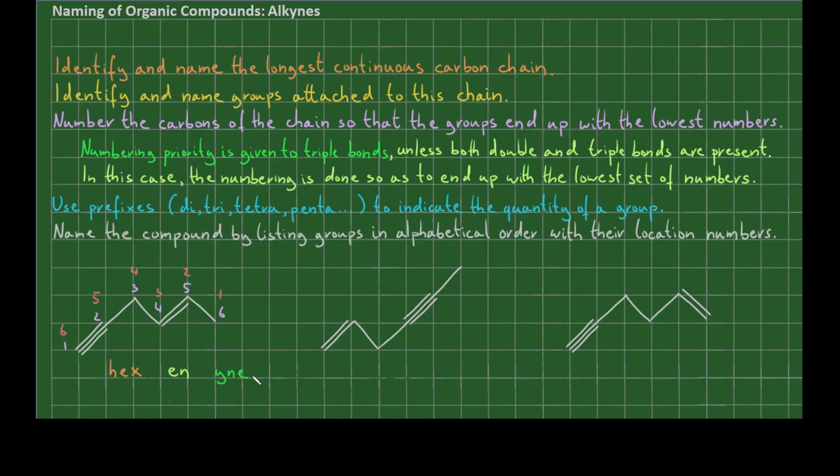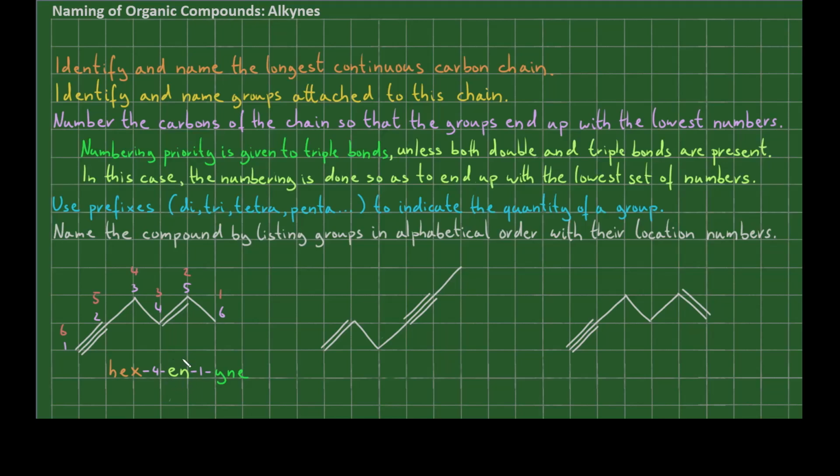the triple bond. Based on the correct numbering in purple, the double bond is on carbon number 4 and the triple bond is on carbon number 1. And so this compound ends up with the lovely name of hex-4-ene 1-ine.